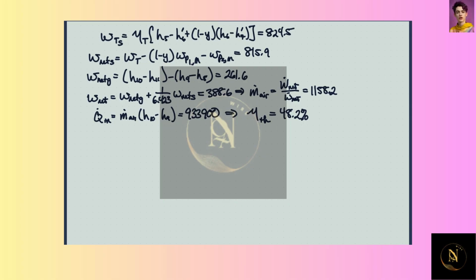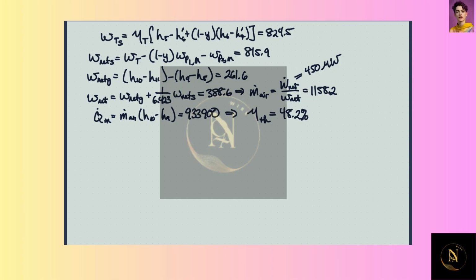And now we know we were given this as before. That was what was it, 450 megawatts. And so now, I'm not sure why I put a dot on my specific work down there. So that's just all right. So then we know this. We were given that 450 megawatts, and then dividing it by this, we get 1,158.2 kilograms of air per second.